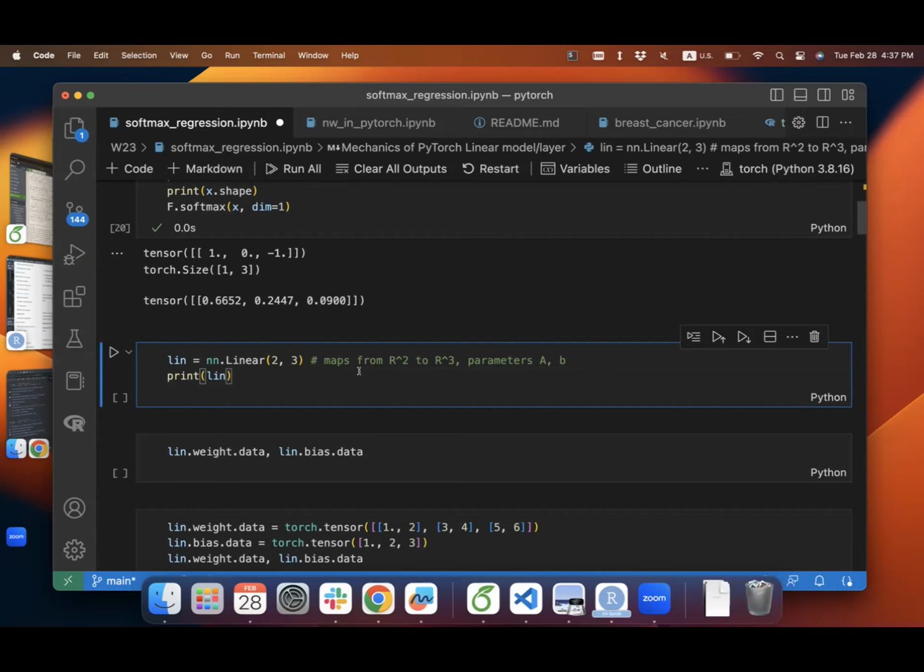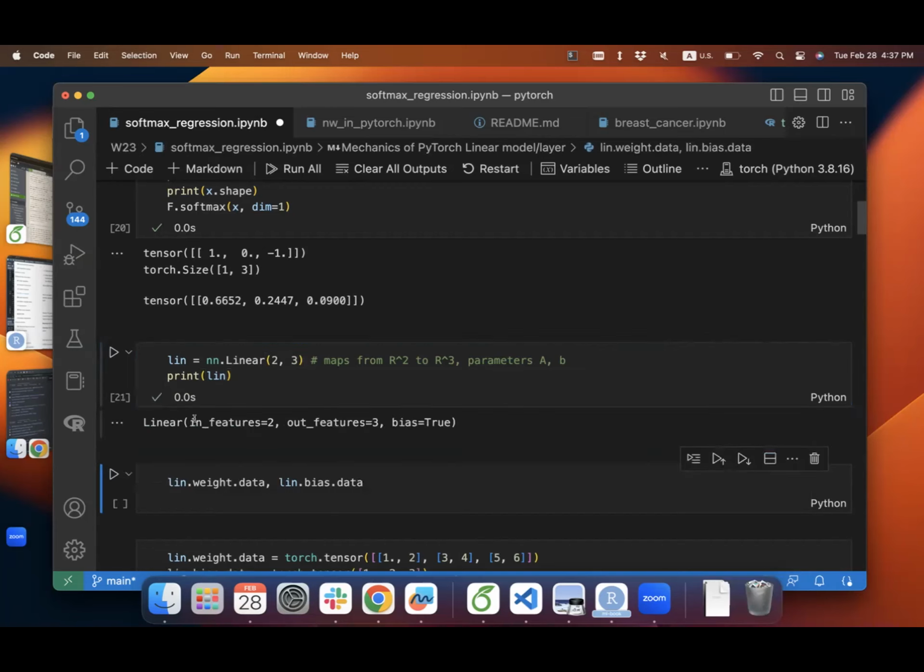This is an output dimension, maps R2 to R3. So the input goes first, the output goes second. If you do this, it tells you that it's a linear map. This is like our theta, but it's just a function, right? So what happens is that I can apply this.